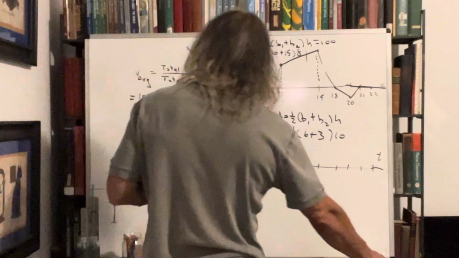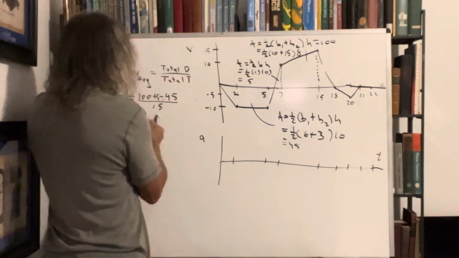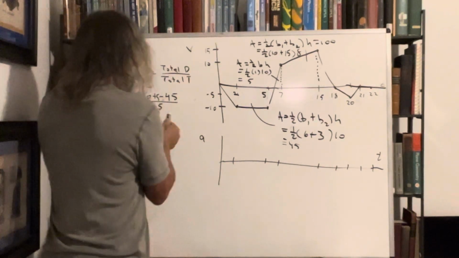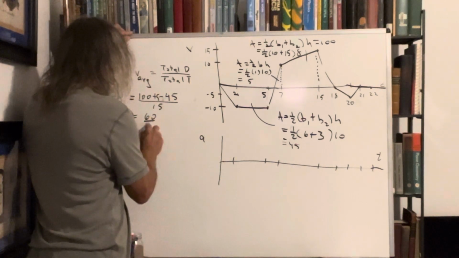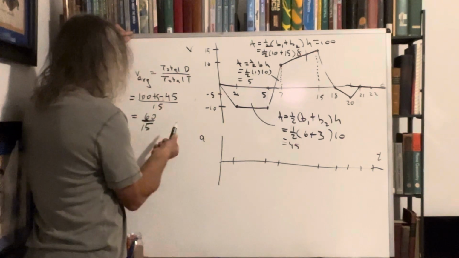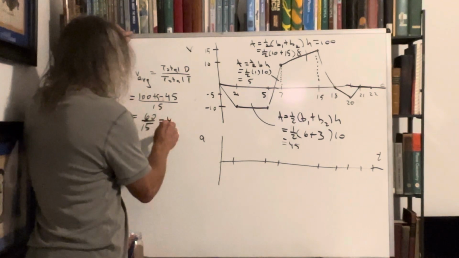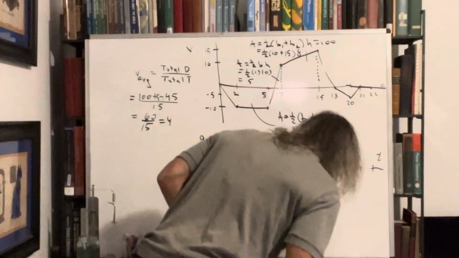So we got that over 15. And so 105 minus 45 is 60. 60 over 15. That's like 15 minutes out of 60 minutes, a quarter of an hour, which is 4. So 4, I guess, meters per second.